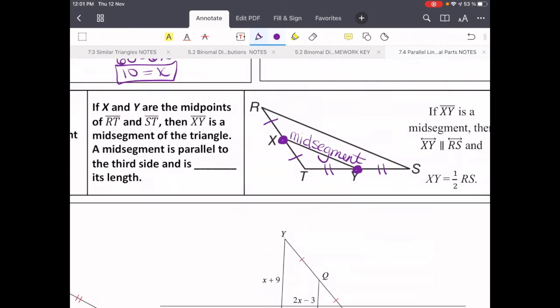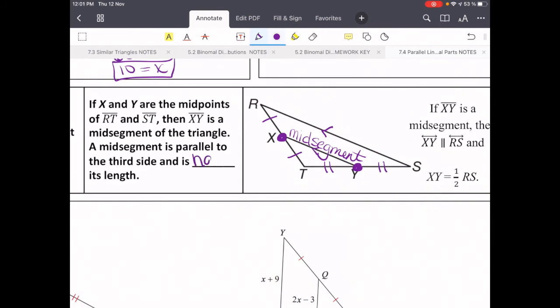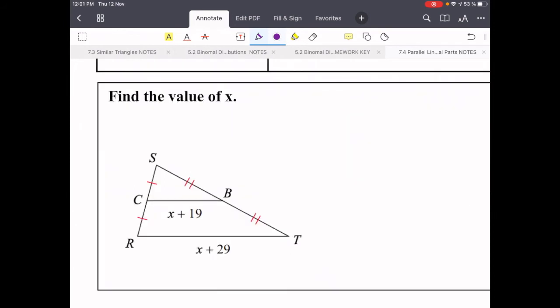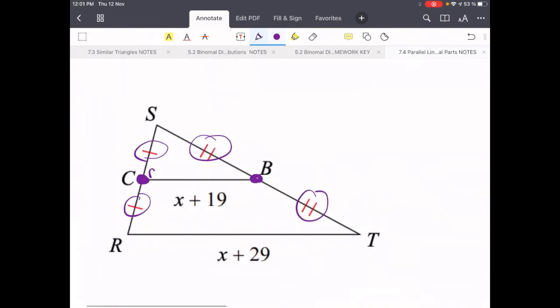And it's parallel to the third side. So that means this is parallel to this. And this is the fun part. The midsegment is half the length of this bottom side of the triangle. There's a lot going on here, but let's see how it works. This says find the value of x. Well, we've got these congruent markings here, which means that C and B are midpoints, which means CB is the midsegment.